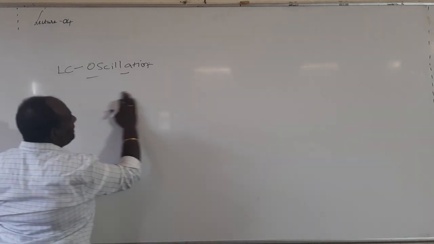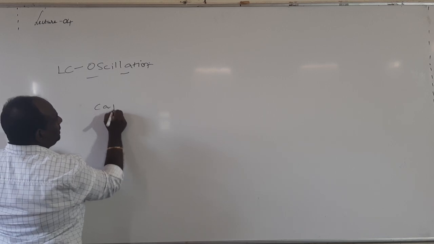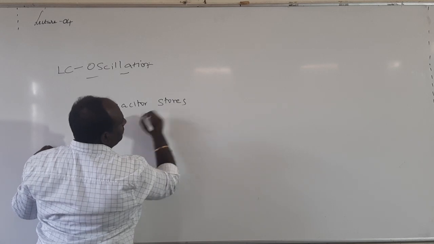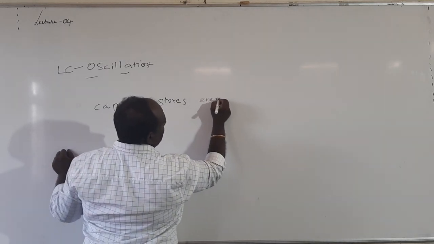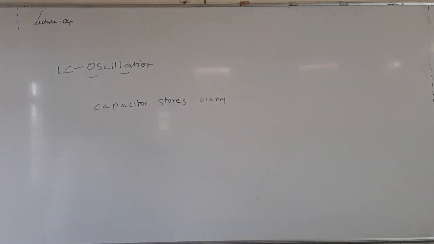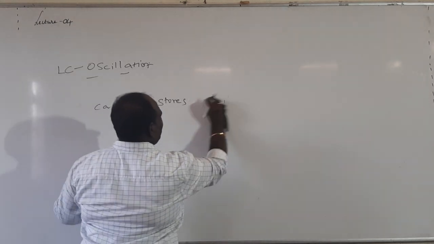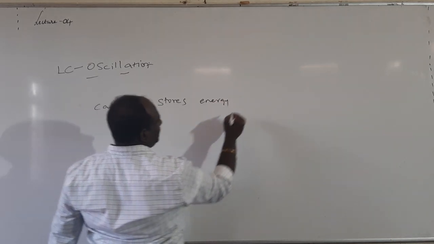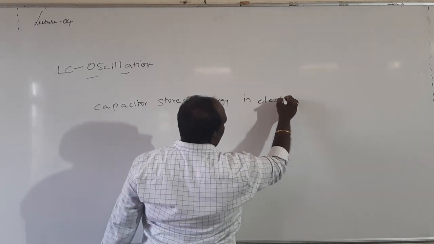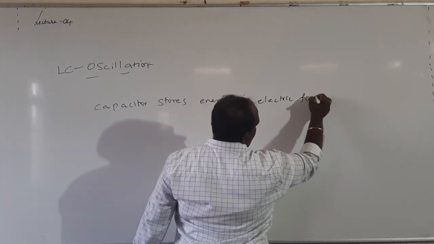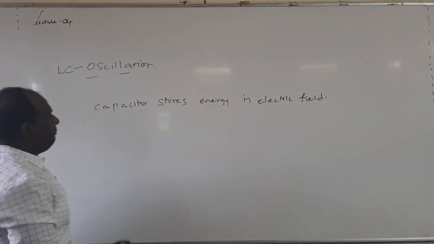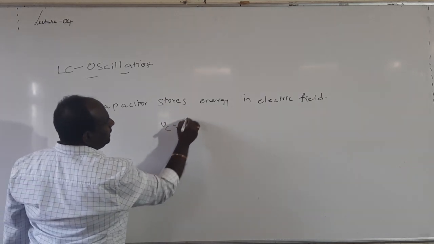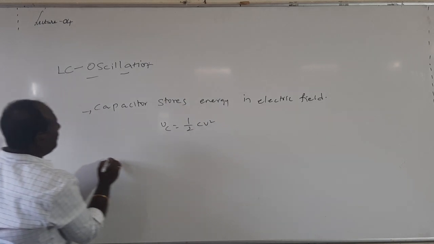We know the definition of capacitor. Capacitor stores energy in electric field. What is the energy stored in a capacitor? UC is equal to half CV square.